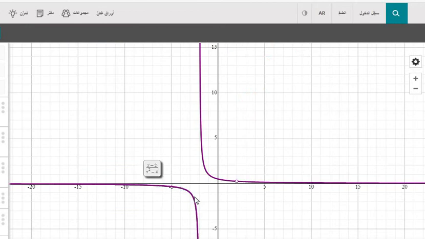It has a graph with a vertical asymptote at x equals negative 2 and with a hole at x equals 2. Now, how can we tell where the vertical asymptote is without graphing?